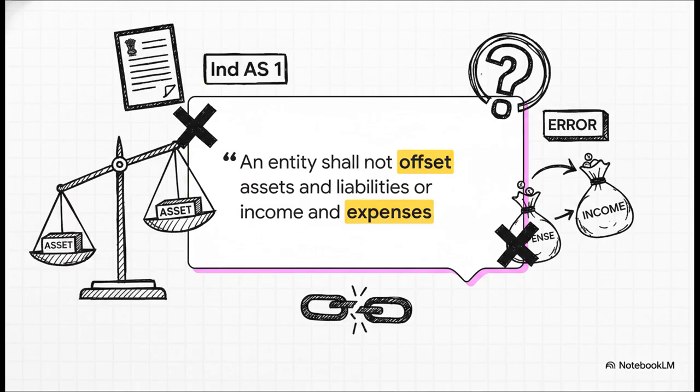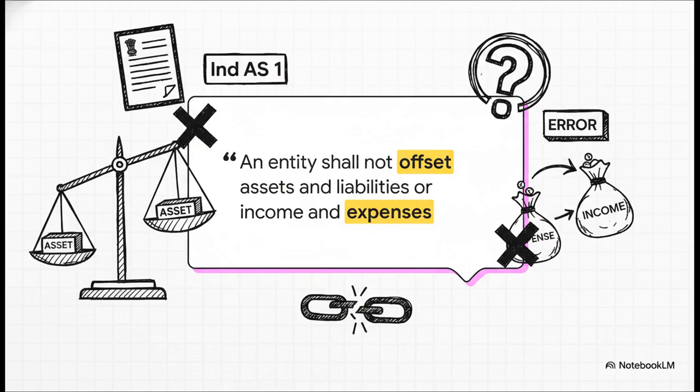And it does not mince words. It explicitly states, an entity shall not offset assets and liabilities or income and expenses unless required or permitted by an Ind AS. The company we're looking at basically offset the remeasurement of defined benefit plans with the fair value changes of an equity investment. And let me tell you, absolutely none of the Ind AS permit or require that kind of offsetting.